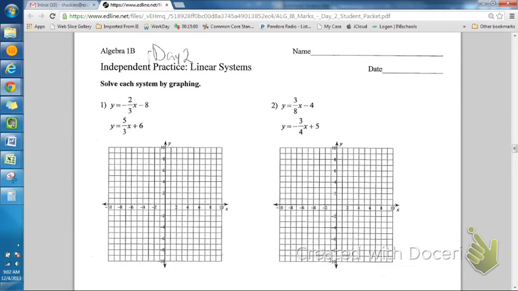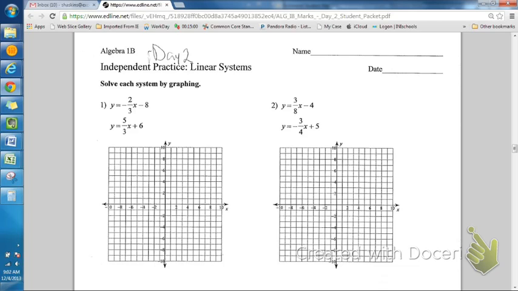This is lesson 1.2, graphing linear systems. There may be additional notes to find on Edline or a video in the future. At the time of this recording, though, I do not have an additional recording or notes from the instructor. So I'm going to demonstrate right from the independent practice page how to solve systems of equations by graphing them.